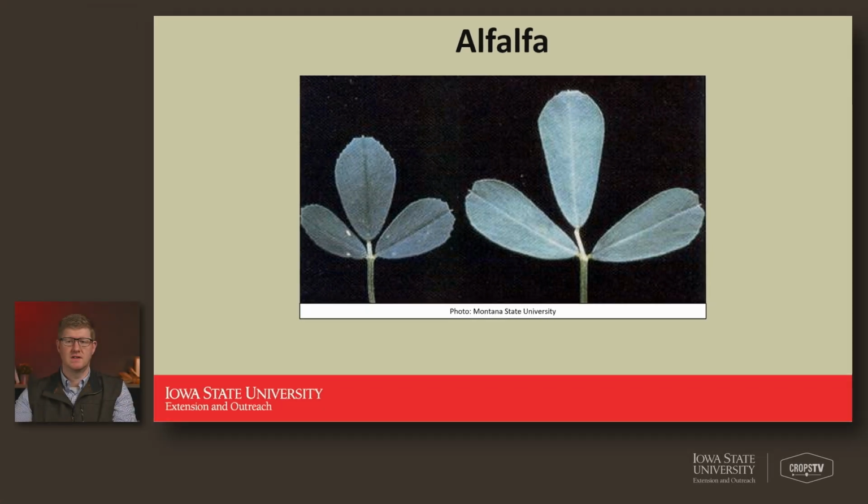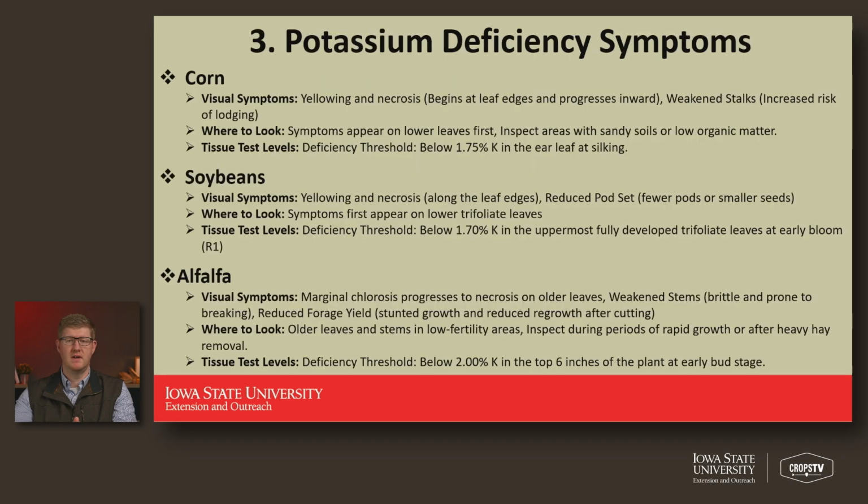So that's phosphorus. The next nutrient that we'll move into is going to be potassium. So potassium has yellowing and necrosis that's going to be related to the deficiency symptoms for it, kind of regardless of what crop we're looking at. When you think about corn, what we're going to end up with is that yellowing and necrosis starting at the leaf edges and working its way inwards towards the middle of the leaf.